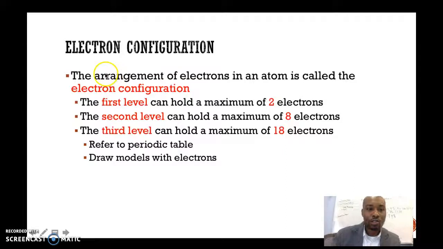And this leads us to the principle of electron configuration. The arrangement of electrons in an atom is called the electron configuration. The first level can only hold a maximum of 2 electrons. The second level can hold a maximum of 8 electrons. The third level can hold a maximum of 18 electrons. Okay, and then we're going to refer to your periodic table for a little bit and draw some of these electrons, their electron configuration.